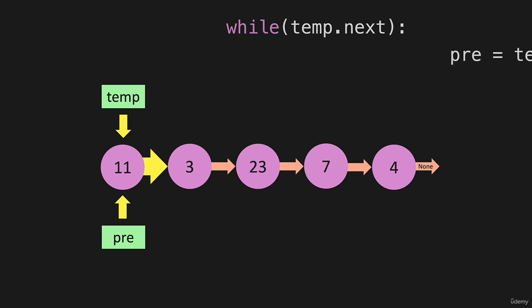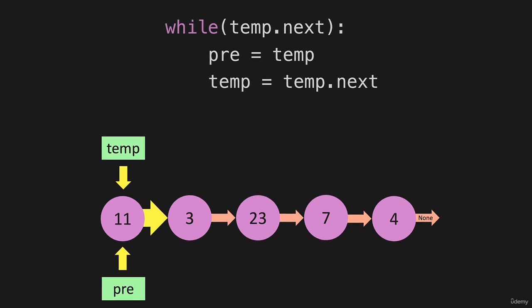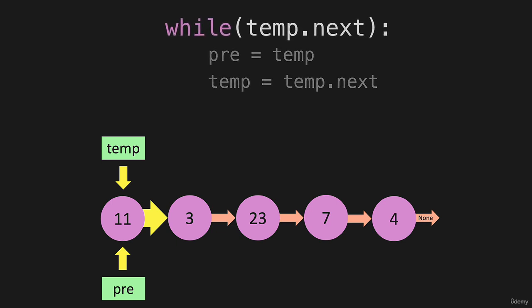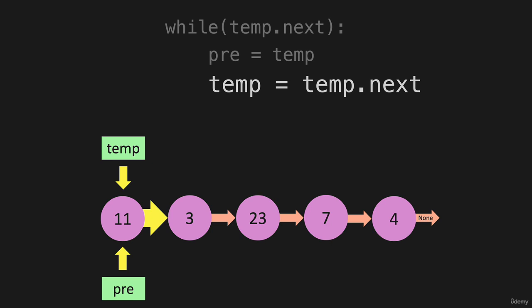And then inside the while loop, we'll say pre equals temp. And in the first iteration, pre is already equal to temp. And to move that temp pointer over, we're going to say temp equals temp.next. Okay, so let's walk through this step by step. We'll say while temp.next, and in this case, temp.next is pointing at a node, which is going to make this true. We'll say pre equals temp. In the first iteration, it is already pointing to the same node as temp. Then we'll say temp equals temp.next, which moves temp over like that.